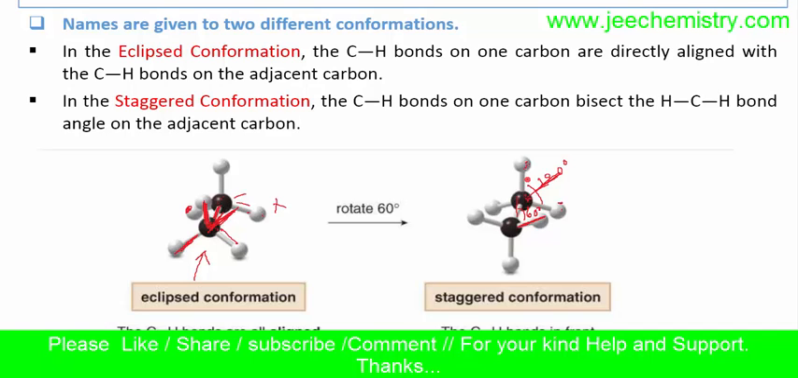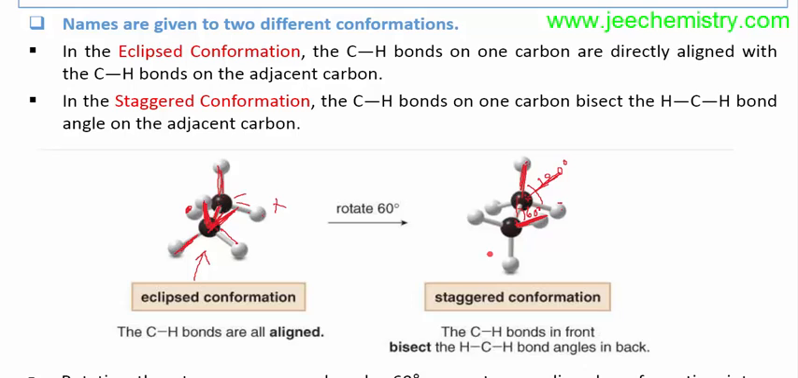In this way, we can form two conformations. This is the eclipsed conformation. If there is one-to-one alignment of CH bonds, on the upper side there is one front and one back. If you view from the front side, we cannot view the backward carbon's hydrogen bonds. If you view from this front side, then we can see the upper side carbon hydrogens, and this one is slightly rotated by 60 degrees.